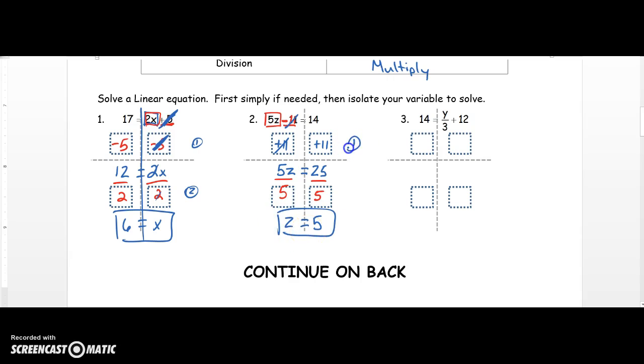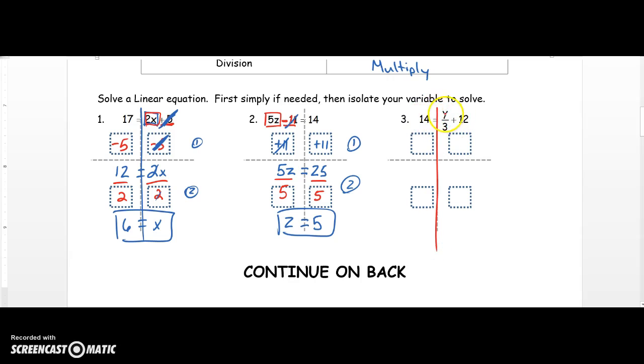Once again, one step, two step, that's all we're doing here. Two-step equations. And if you notice, I'm adding 11 to both sides of the equation. Whenever you do something on one side, you have to do it on the other. Let's go on to number 3.